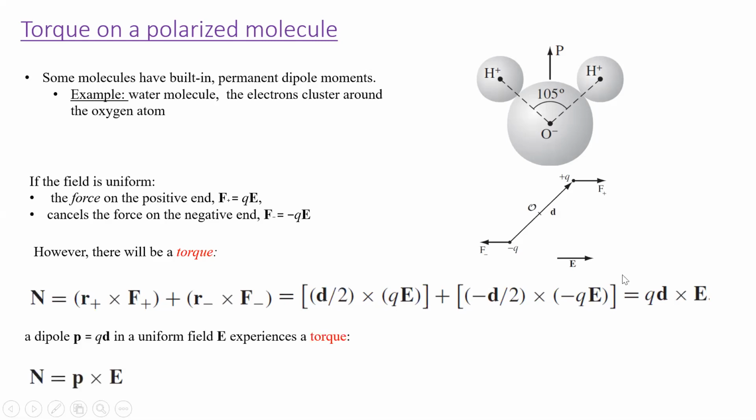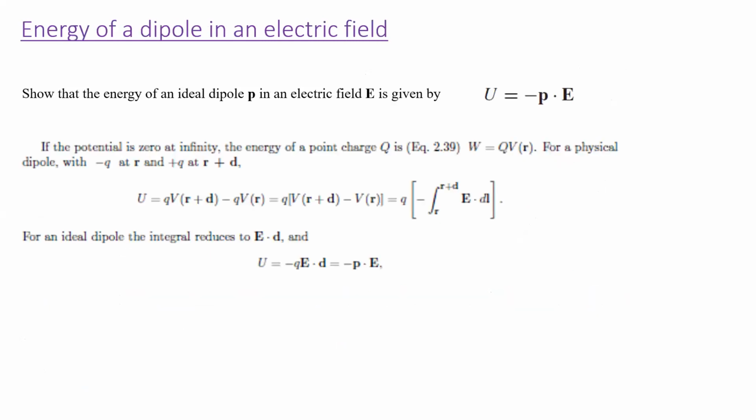And Q times d is the dipole moment, the charge times the separation. So a dipole moment in a uniform electric field E experiences a torque, which is written in our textbook as N, I guess to distinguish it from other variables that use T, like period and so forth. The torque is equal to the dipole moment cross product with the electric field.